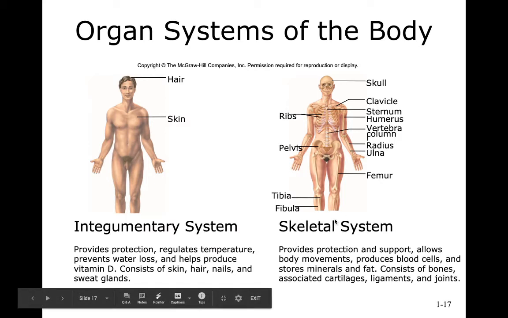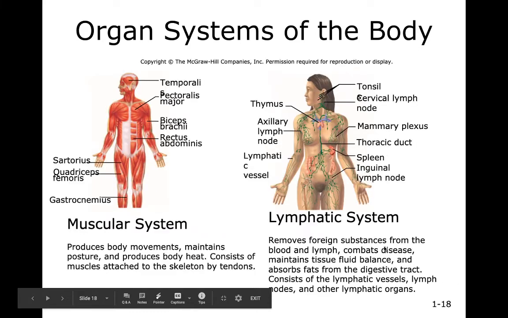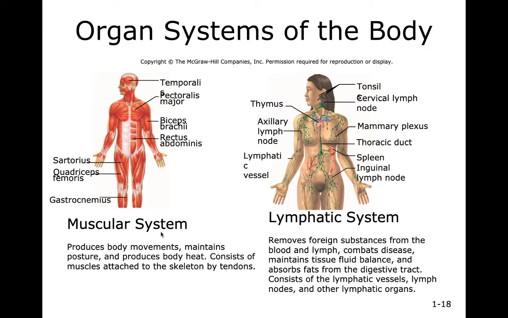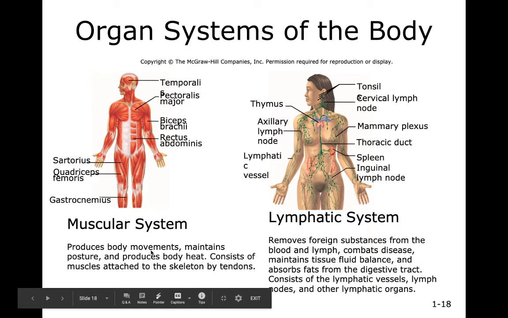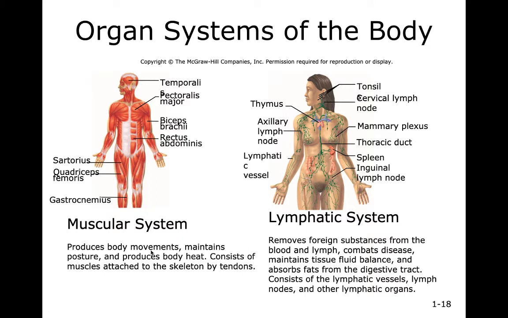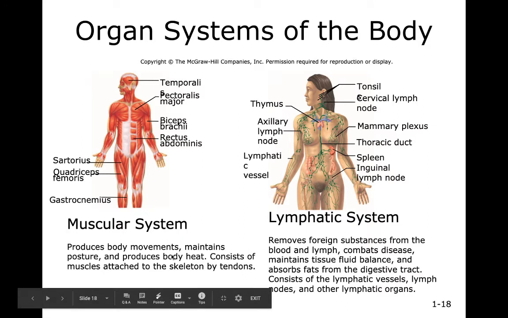The skeletal system will be your bones. In addition to holding you up and helping you move and supporting your body, it also produces blood cells and stores minerals and fats. The muscular system, again, includes all of your muscles. In addition to helping your body move by being attached to bones and moving those bones, it helps to hold your body upright and also produces body heat.